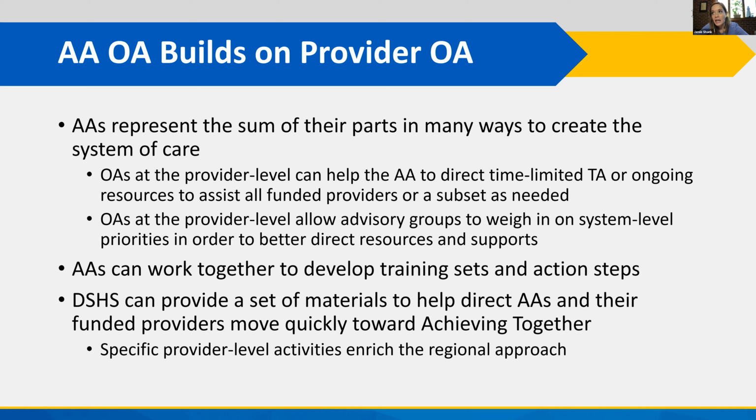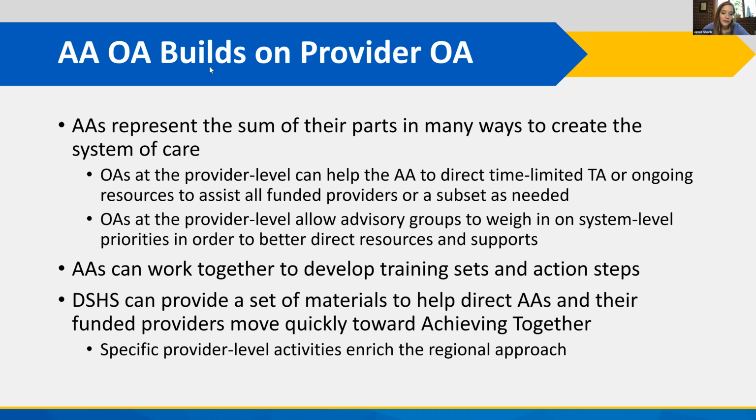If across all the AAs, we realize, hey, within the performance measurement domain, we're all rocking like a 2.5, right? So how do we create something that's maybe a training set or something like that? And again, kind of to Nora's point, that helps with turnover, capacity, and directing resources. We can work in coordination with each other on areas where we collectively want to raise that score beyond a 3. And DSHS can provide a set of materials also to help direct AAs and their funded providers as we think about achieving together and the sort of specific provider level activities that enhance that approach.